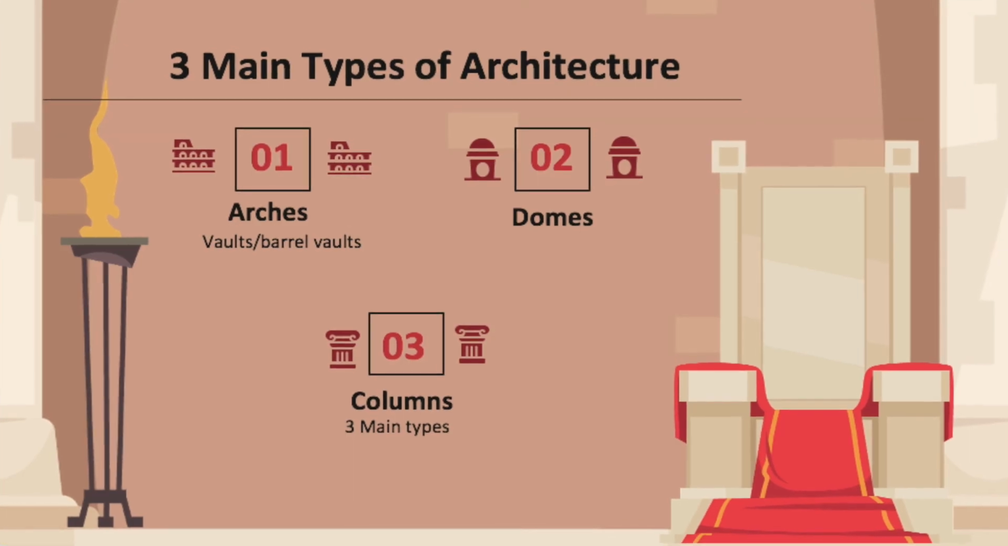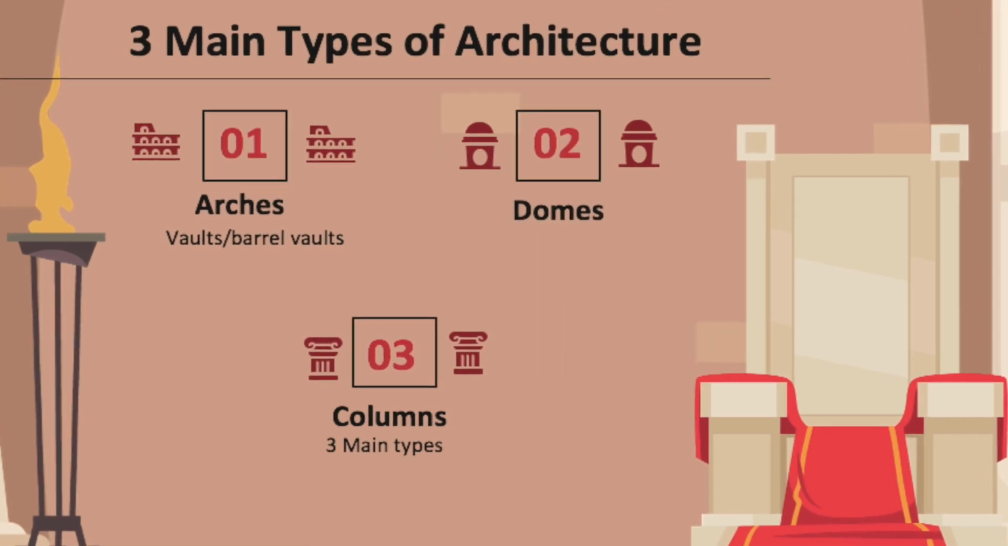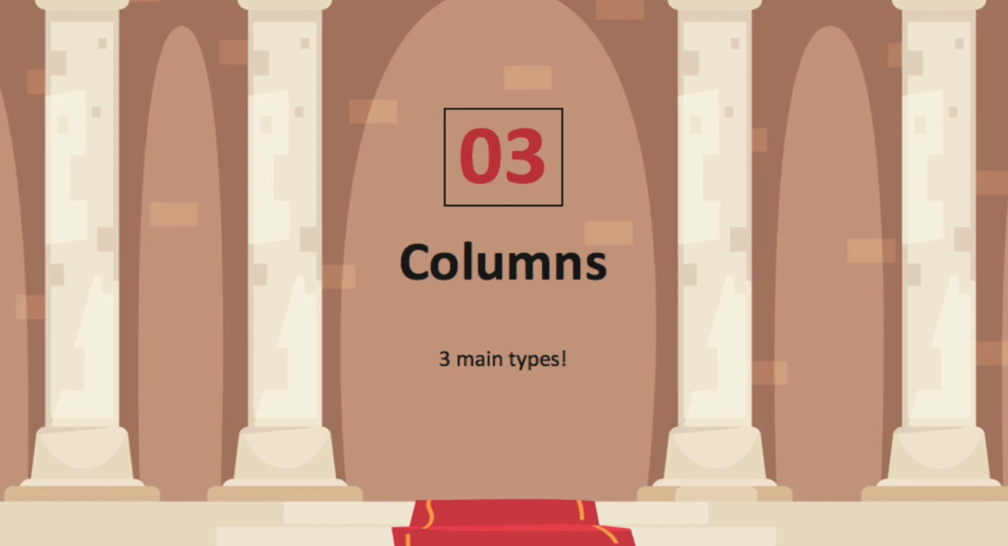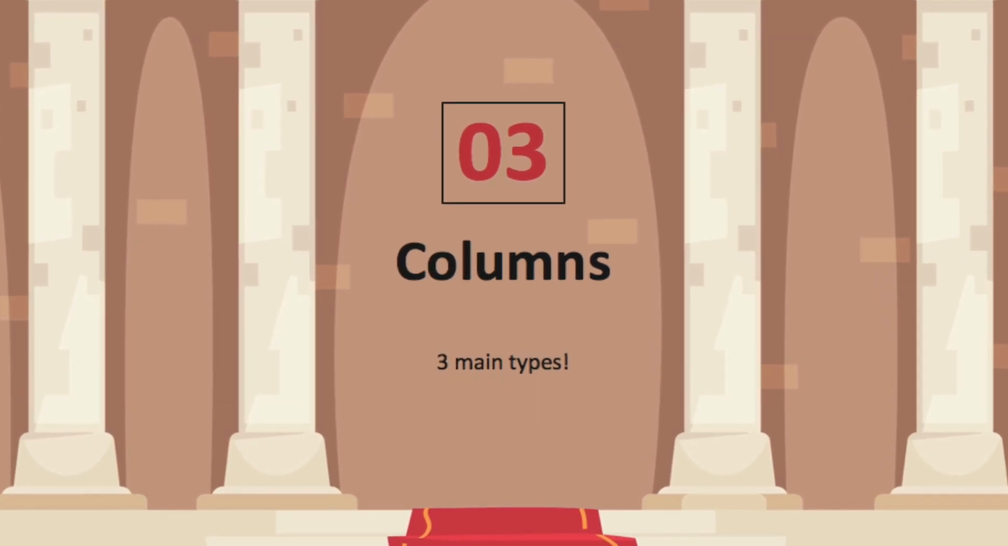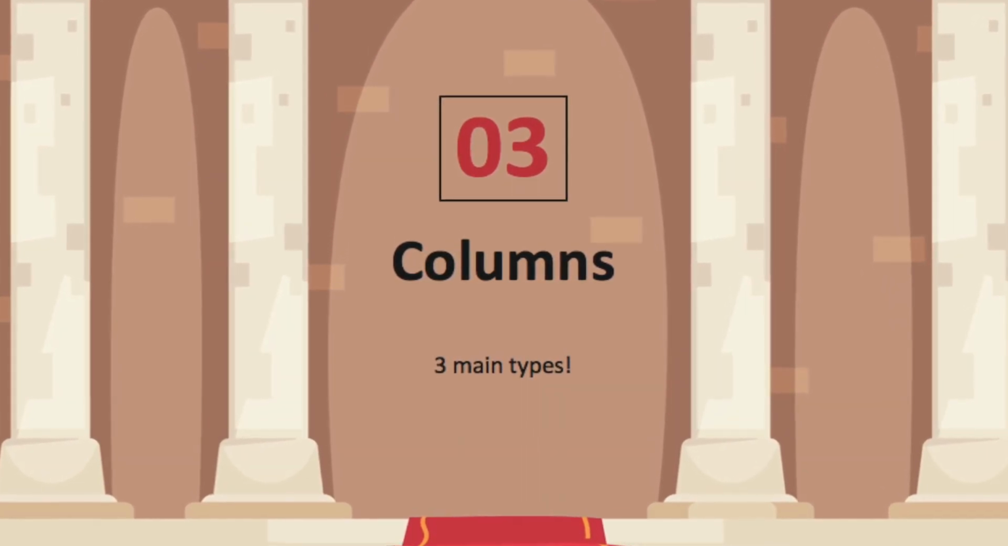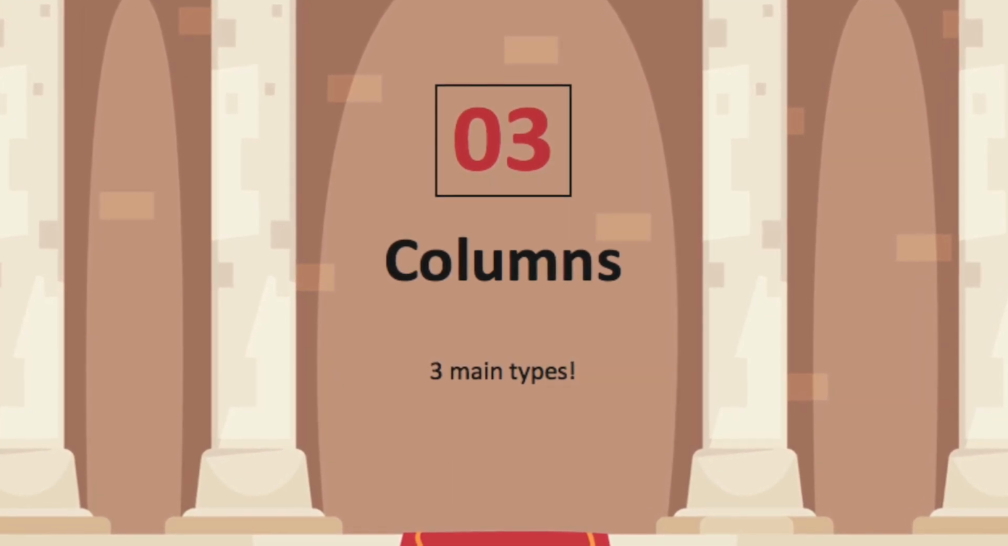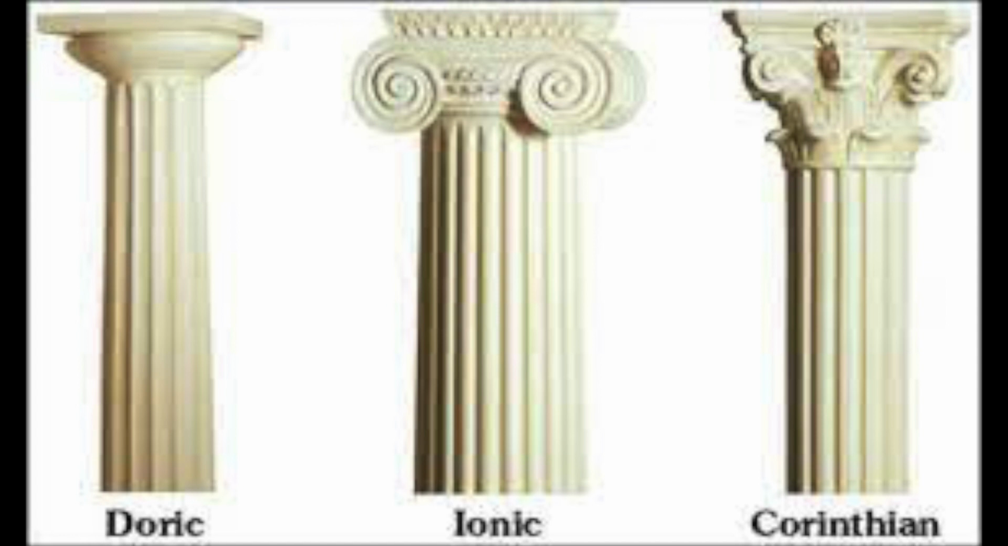So the first is arches, second is domes. Third is columns, right? We know what we mean by columns. They're basically the individual poles that hold things up, right? So there are 3 types of columns ranging throughout the Roman Empire, and they get fancier as you go on. There is the Doric, the Ionic, and the Corinthian. Those are the 3 types of columns, and they get fancier as they go on. Corinthian is like the real fancy ones.